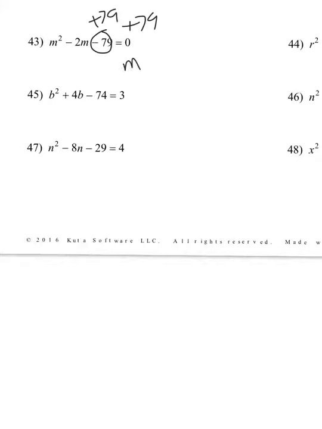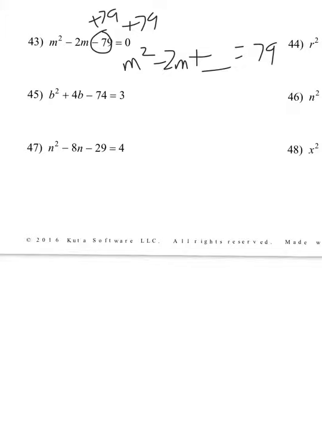So I have m squared minus 2m. I'm going to leave a little space because sometimes I put a blank there, equals, and we have positive 79 over on this side. Okay, so now I go through the completing the square process.